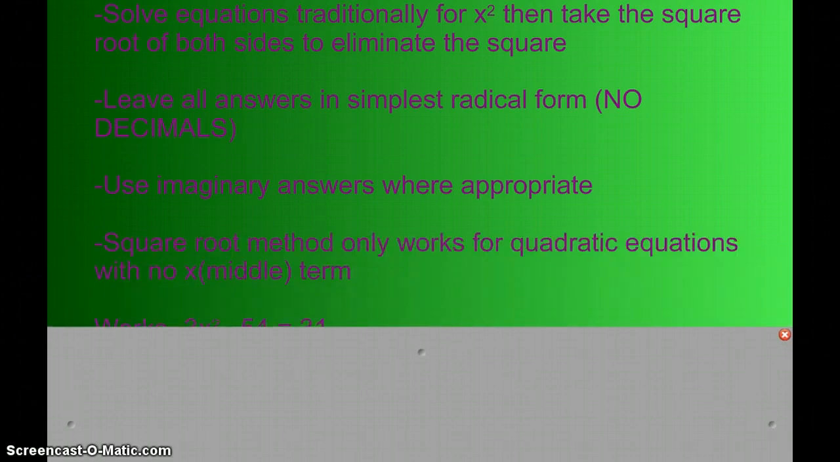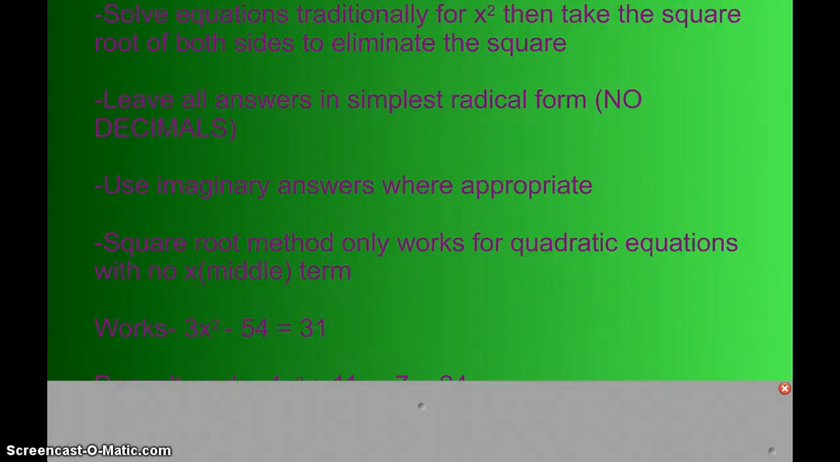A limitation upon the square root method is that it only works for quadratic equations that do not have an x term or a middle term. So when we look at something like this, we could solve this equation using the square root method. 3x squared minus 54 equals 31. There's no x term there. There's no middle term in my equation.